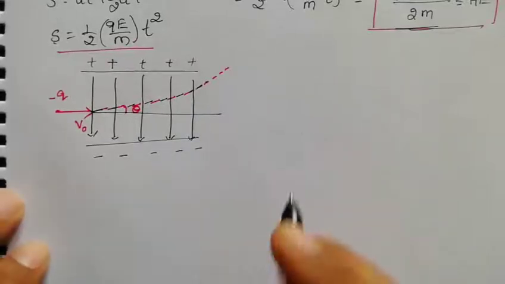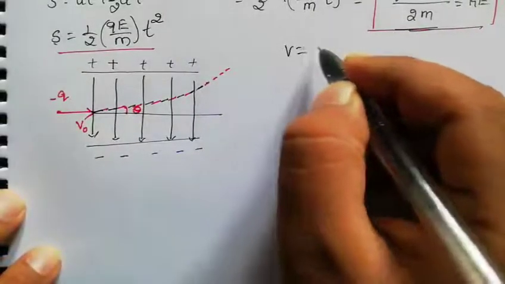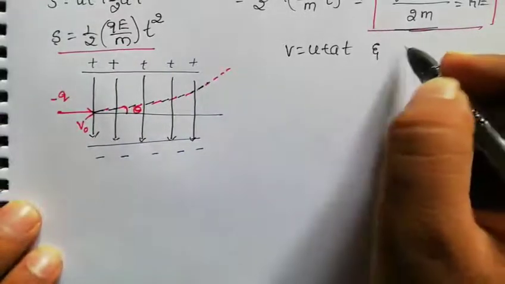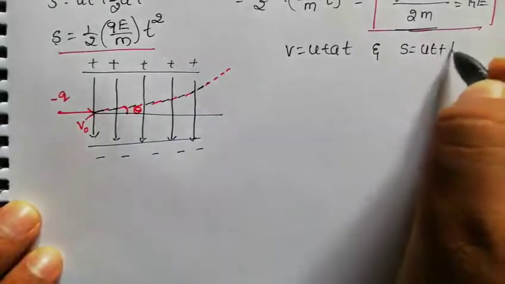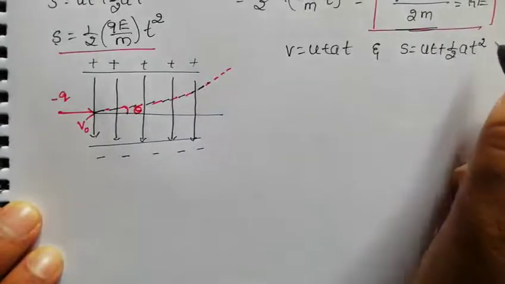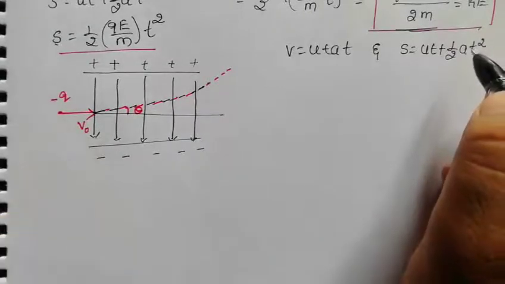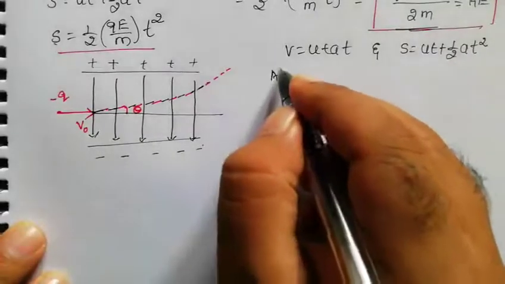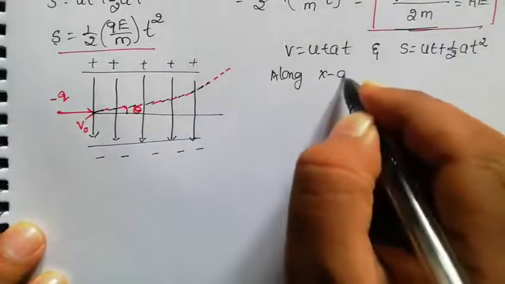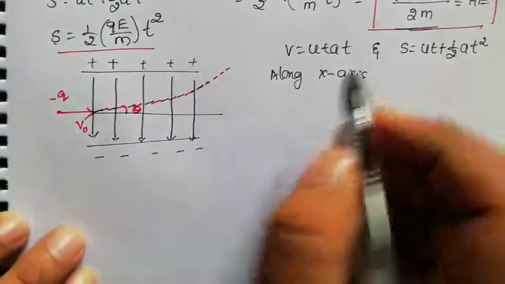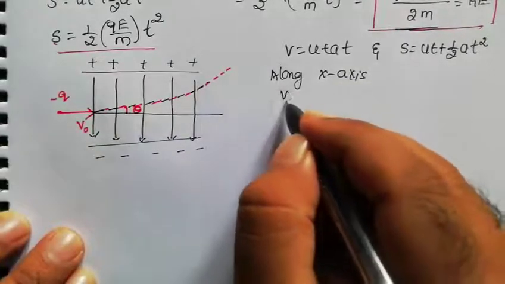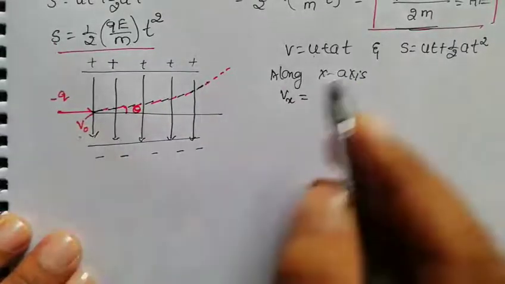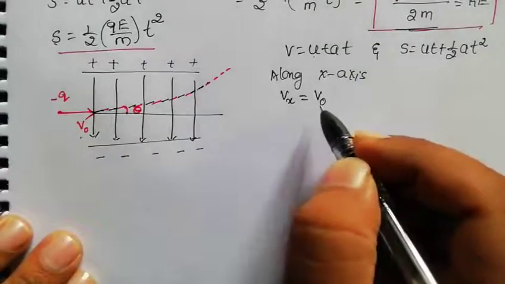From equations of motion we can take v equal to u plus at, and one more equation, s equal to ut plus half at square. Let me do first along the x-axis and then along the y-axis. Along the x-axis, velocity v is equal to the initial velocity along the x-axis, how much is given? That is v naught. Yes or no?